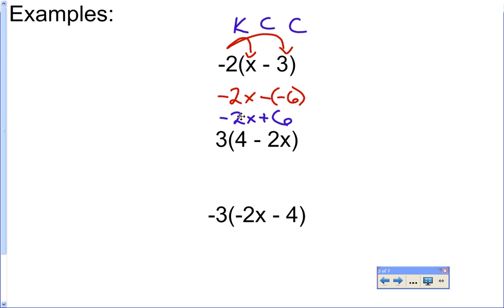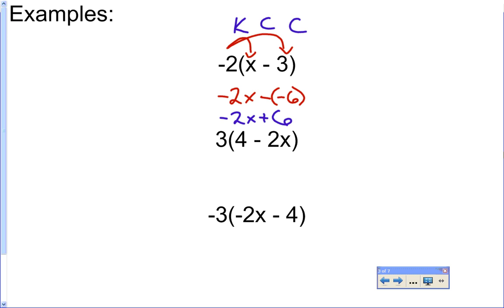What would you rather deal with? Negative 2x minus negative 6 or negative 2x plus 6? You can actually work with either one. But here's my advice. If you get something like this and it looks goofy and you don't want to deal with it, try keep it, change it, and see what you end up with. I would rather deal with the one in blue.